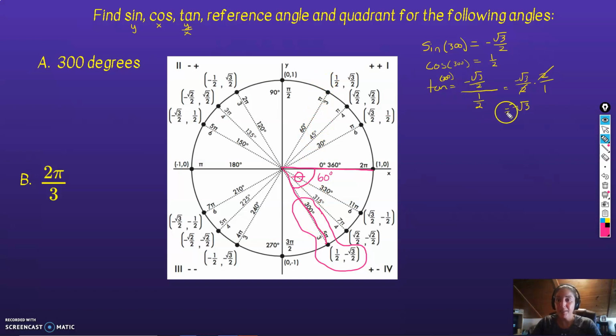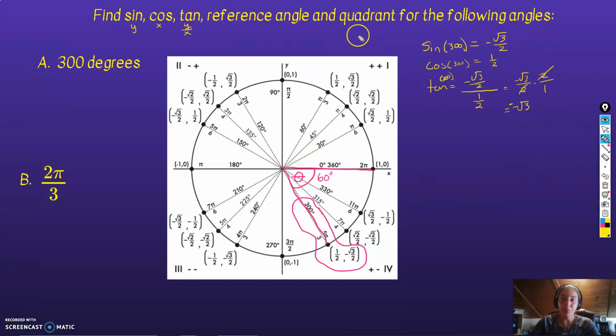The tangent is negative square root of 3. The tangent here is positive square root of 3. So we use the reference angle of 60 to say, hey, this information is kind of like that information. Okay, that's why reference angles are so powerful.